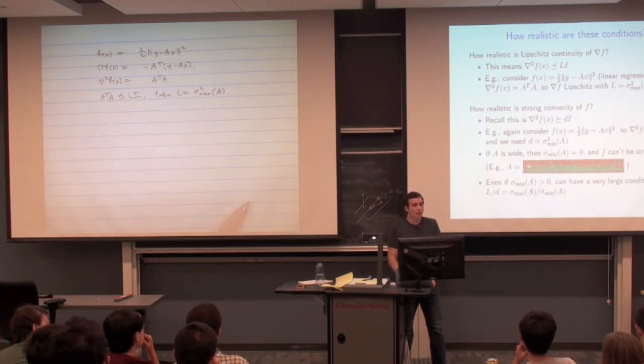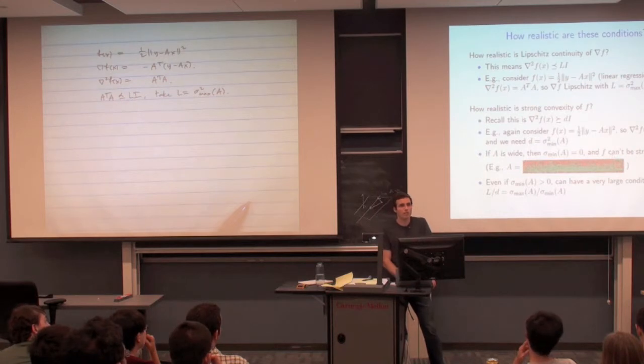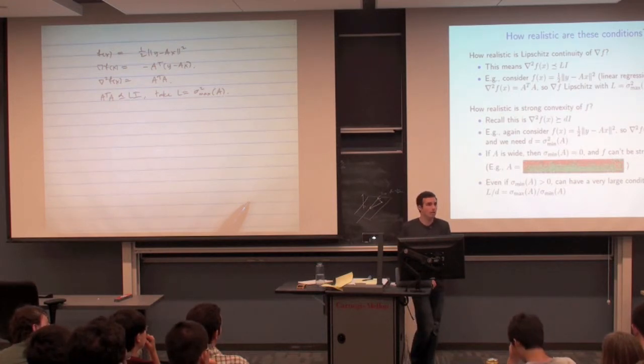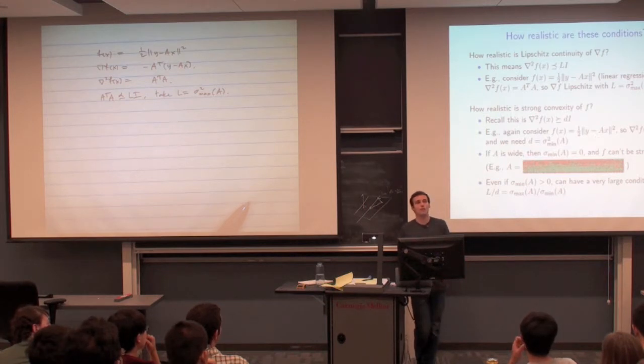What happens if A is wide now? If A actually has more columns than rows, so I have more variables than observations in my regression. Then its smallest singular value is 0, so it's not strongly convex. So we don't get the exponential rate for that. And you may say, well, okay, in that case, I wouldn't want to do regression anyways. If A has more columns than rows, regression doesn't make much sense.